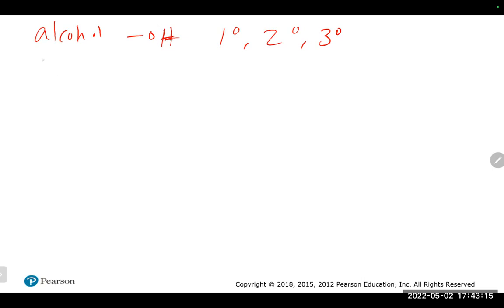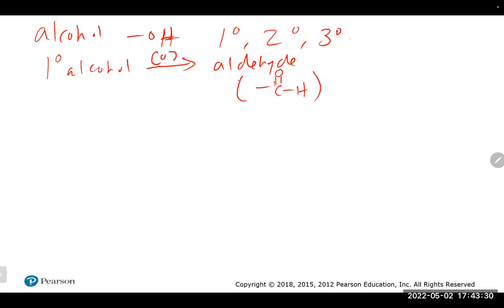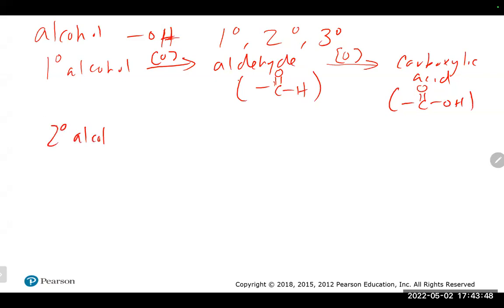We also talked about reactions involving primary alcohols. If you oxidize it, you get an aldehyde, which has the functional group of a carbon-oxygen double bond and a hydrogen. If you oxidize it further, you could get a carboxylic acid, which is another organic group that has a carbon-oxygen double bond and an OH. If you have a secondary alcohol, you can oxidize it to a ketone.